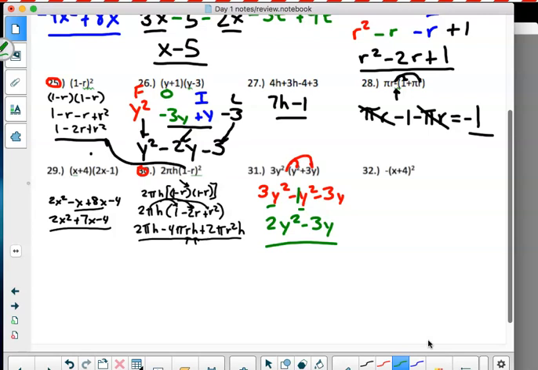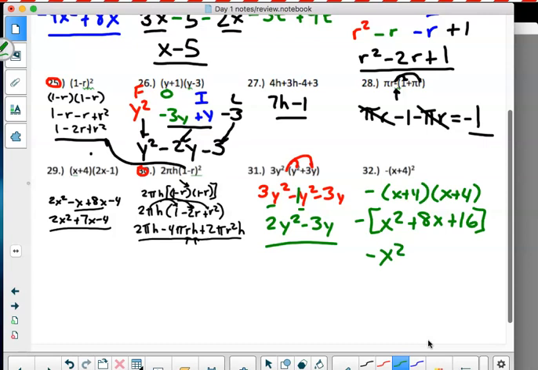My last one, I have a FOIL, two binomials multiplied together, but I'm taking their opposite. So I have the opposite of x plus 4 times x plus 4. So now I'm just going to hold that out. I've got x squared, and I'm going to FOIL 4x and 4x plus 8x plus 4 times 4 is 16. Keep in mind, I got to take the opposite of everything. So now opposite of x squared, opposite of 8x, opposite of 16 is my final answer.